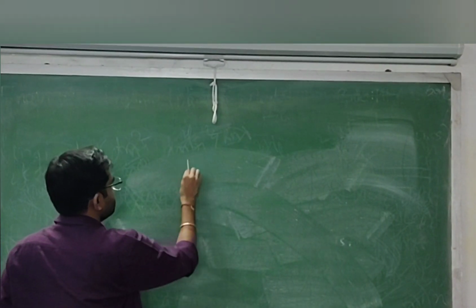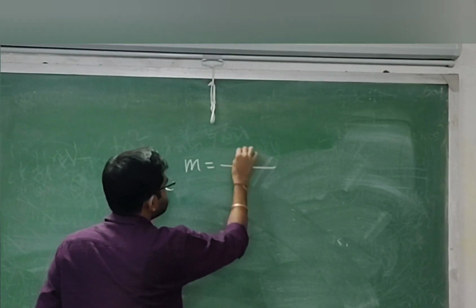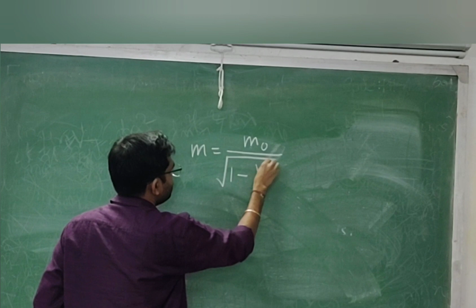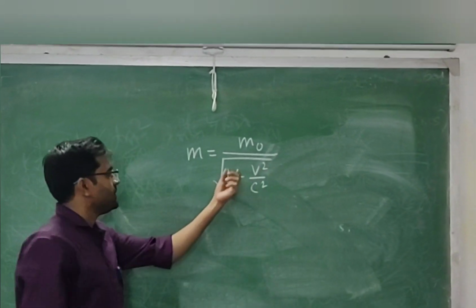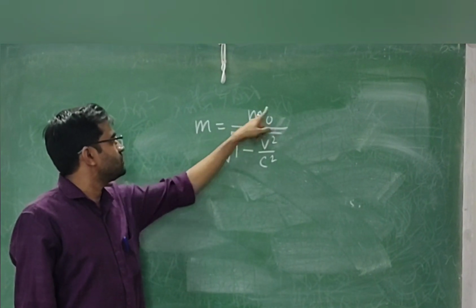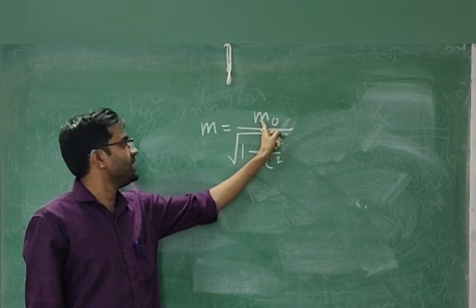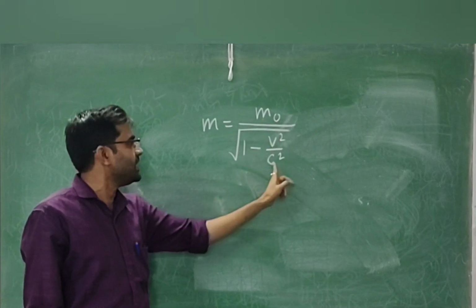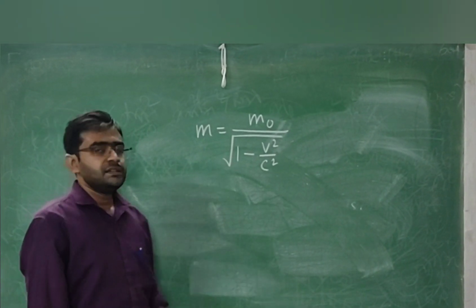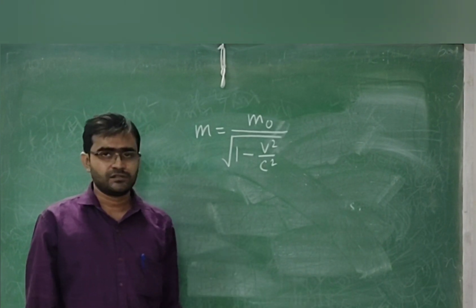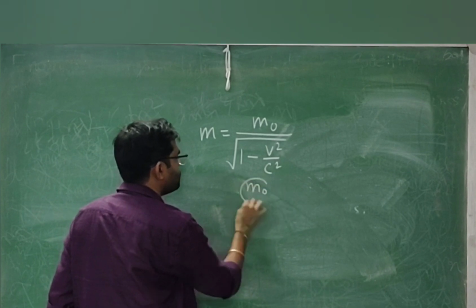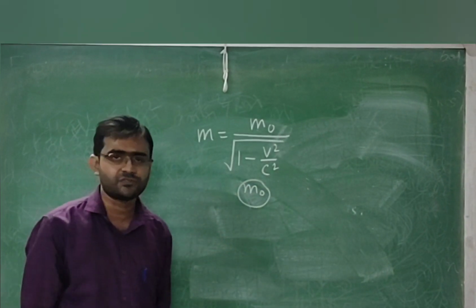in the relativistic mass equation. You know this particular equation. So if a particle is moving at velocity v, the mass will change like this, where m0 is the rest mass of the particle and c is the velocity of light. Now if I find the mass of a car, say we are considering the rest mass is m0 for both a car and an electron.